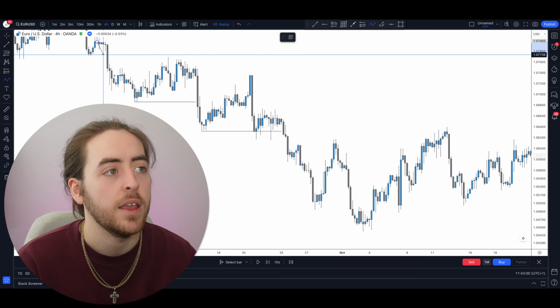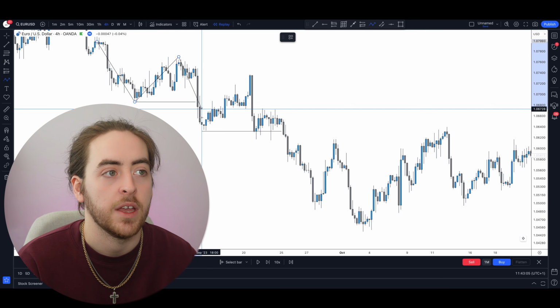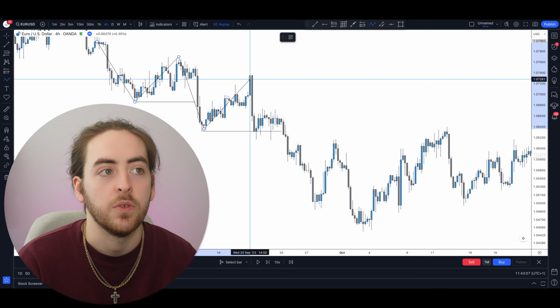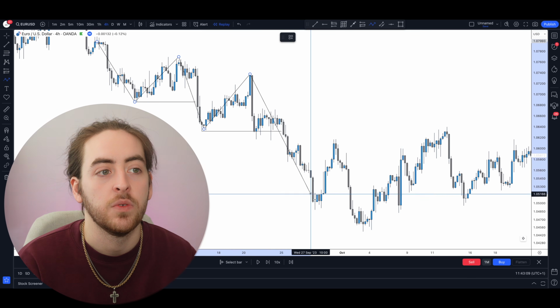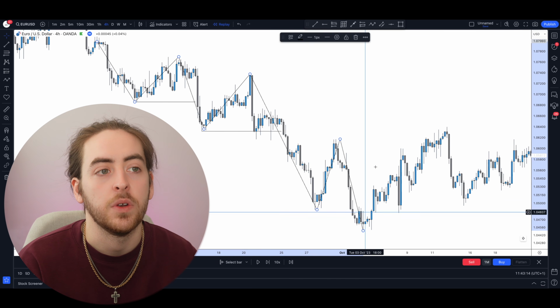So we have this high, we can pull that down to this low. Then we have the pullback to this point. Then we have a new lower low. Then we have a new lower high. And then we have the new lower low all the way down here. We have a lower high, and then we have a new lower low.